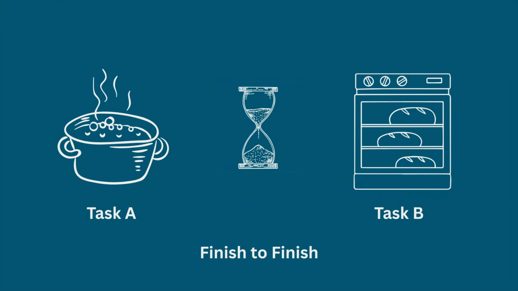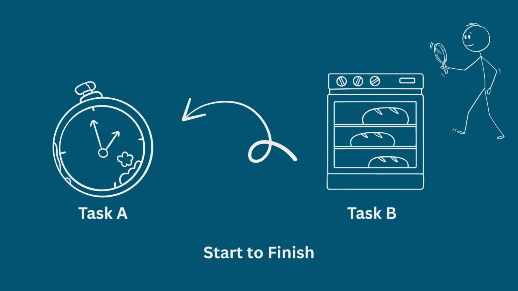With finish to finish, you want the pasta, task A, and the bread in the oven, task B, to finish cooking at the same time. Both tasks must be completed together so the meal can be served hot and fresh. And with start to finish, let's say you've asked a friend to watch the oven, task B, while you're out, but their task of watching the oven can't end until you set a timer, task A, when you return. Their task finishes only once yours has started. This is a backwards kind of dependency that's less common.